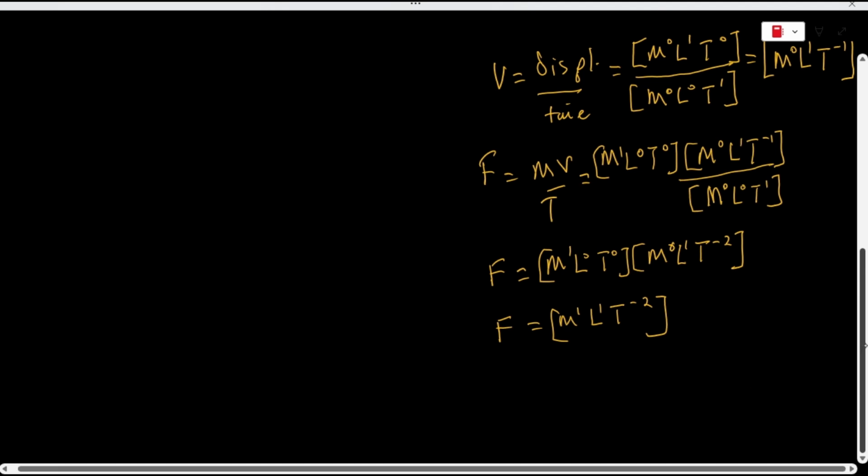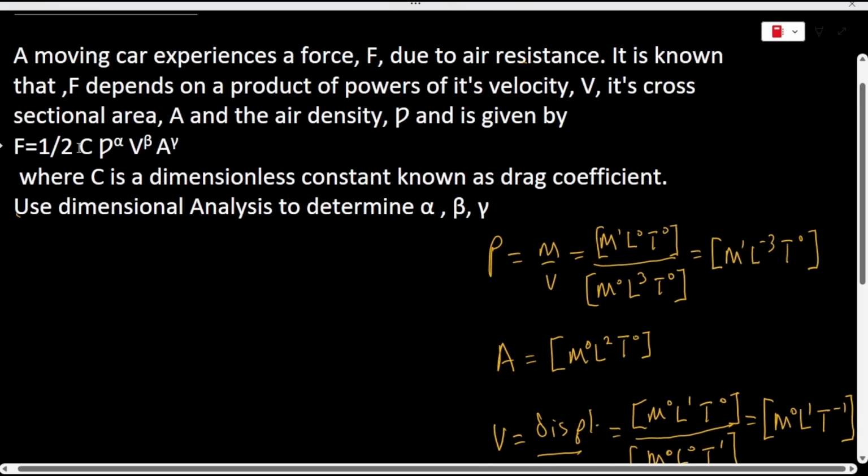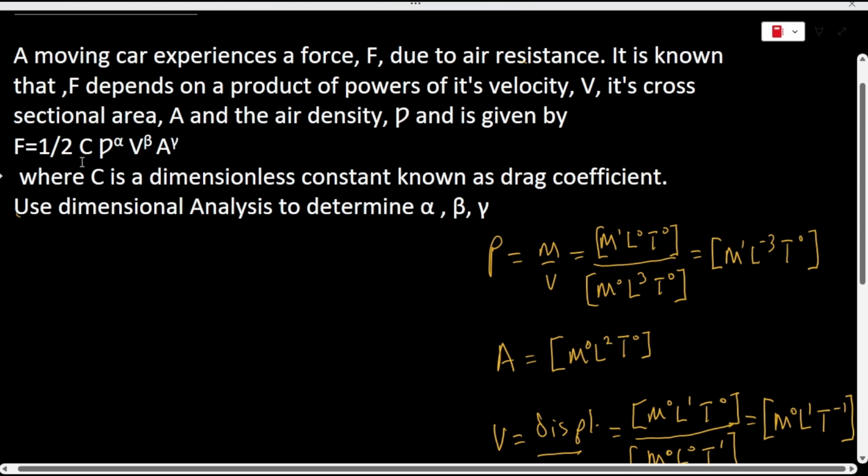Now we're going to plug these dimensions into the formula given. Dimensionless constants are not considered in dimensional analysis. So we're going to plug in only the dimensions of the quantities that have one. So we're going to plug in the dimensions for the air density, the velocity of the moving car, the cross-sectional area, and the force that the moving car experiences.